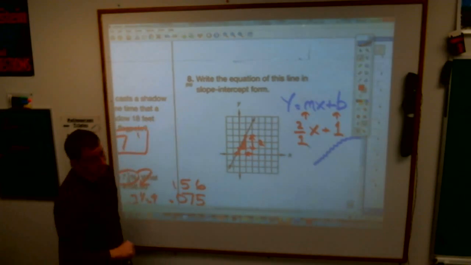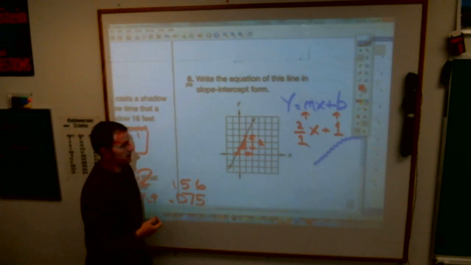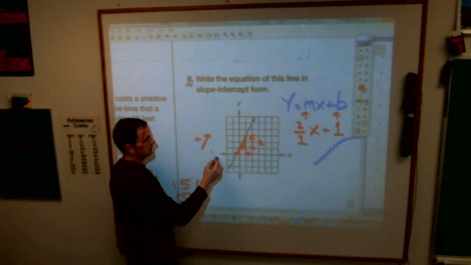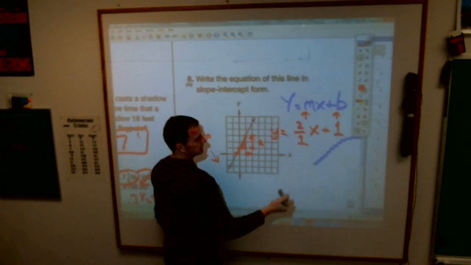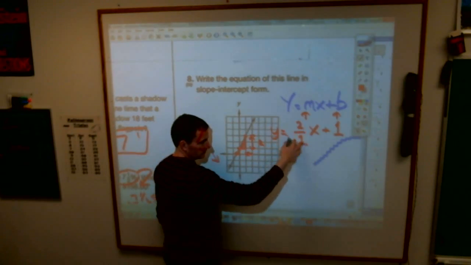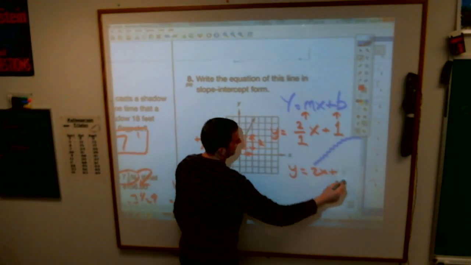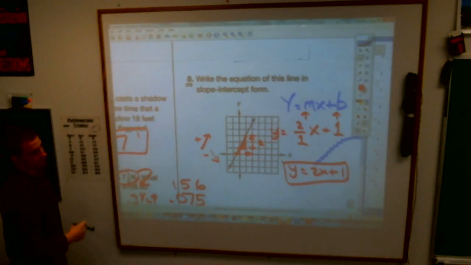You must check to see if it's positive or negative slope. Is it going uphill or is it going downhill? Grace Christ, it is positive because left to right uphill is positive, downhill is negative. So y equals positive. You don't have to leave this in fraction form. You can just write y equals 2x plus 1. I would give it to you if it's in fraction form, but that would be the general way to go.